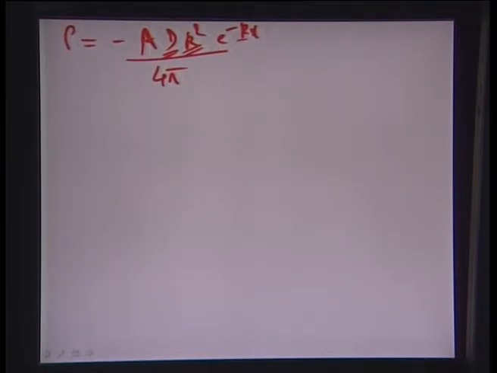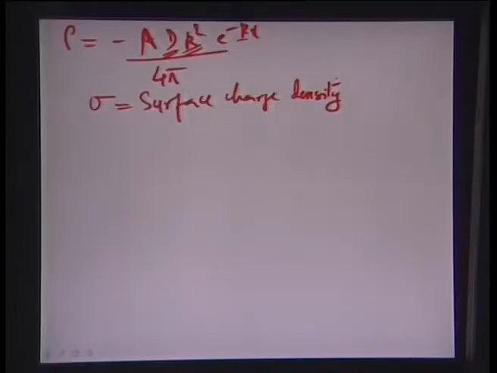So now if you assume sigma to be the surface charge density of an electrode, the relationship between sigma and rho would really be sigma equals the integral of minus rho times dx, where x varies between a and infinity.